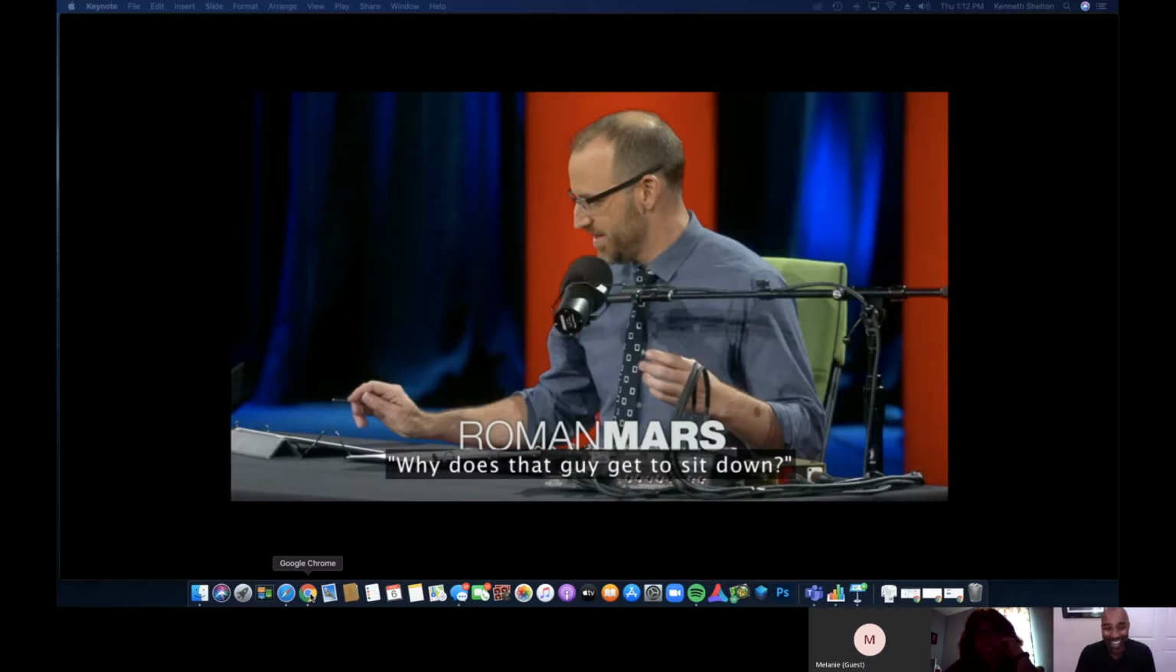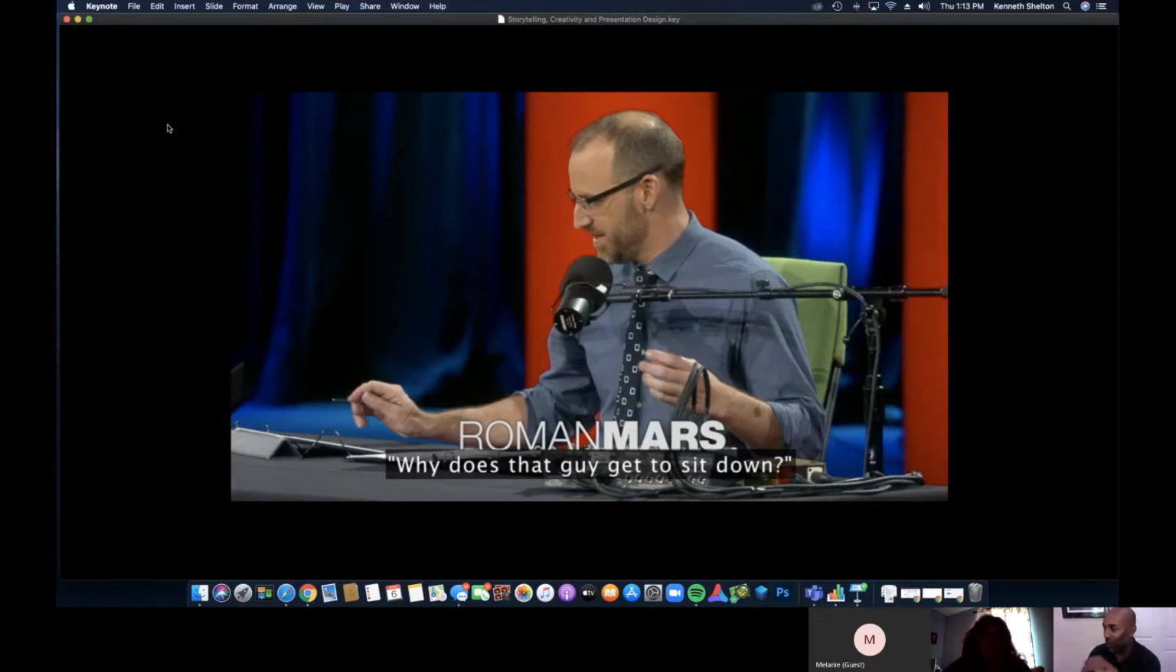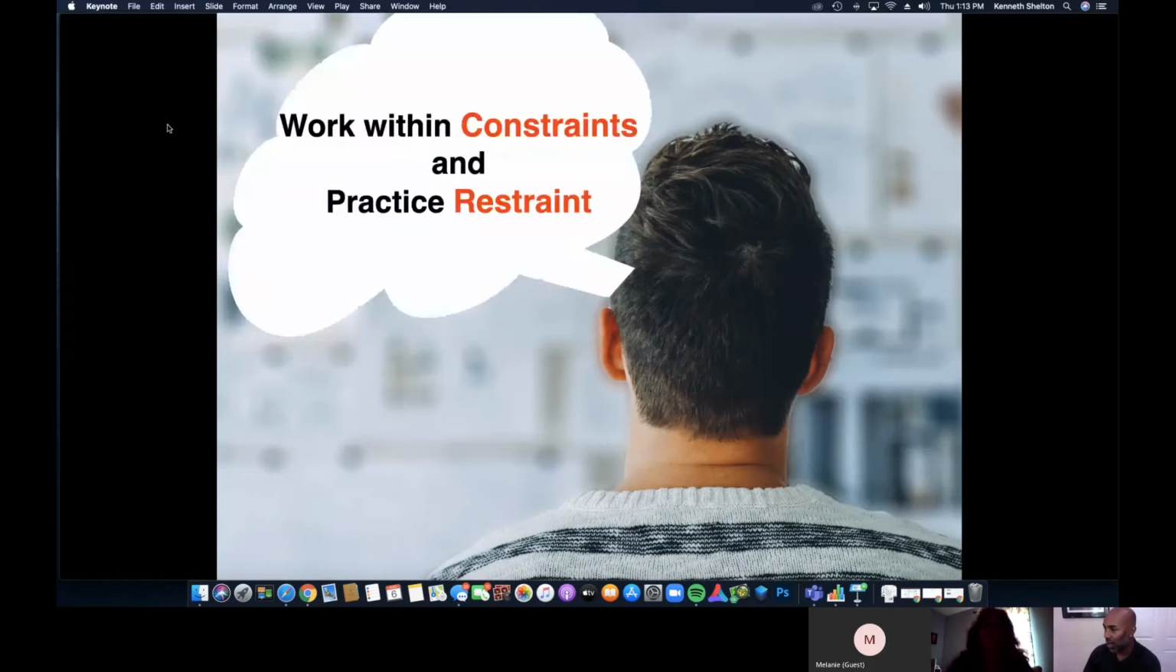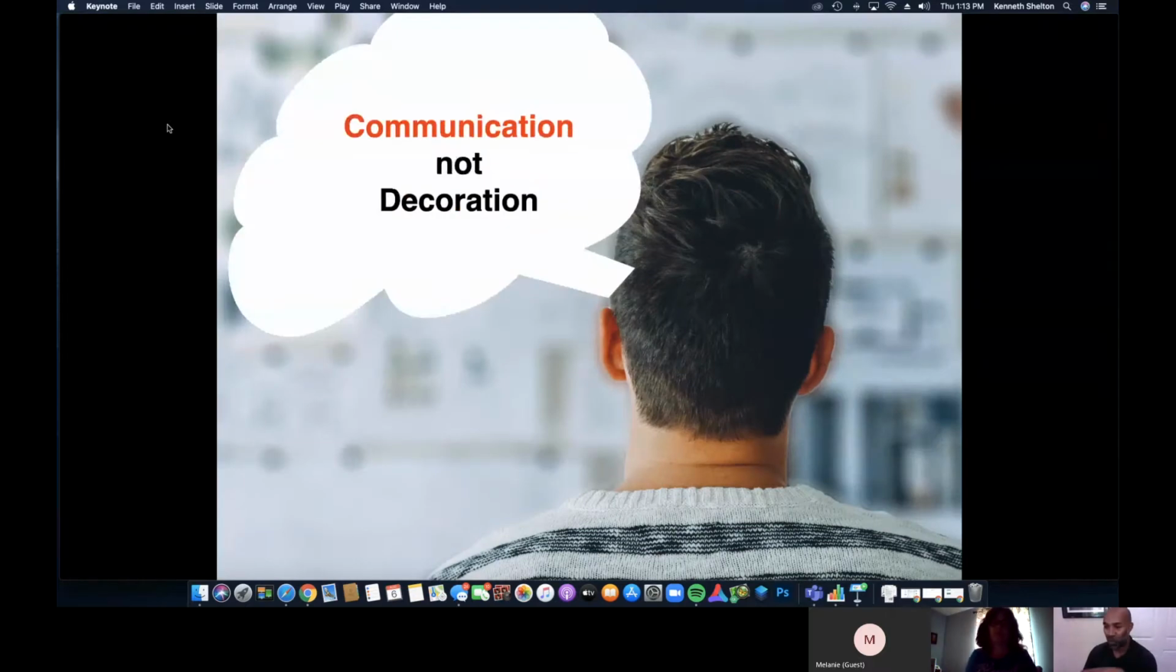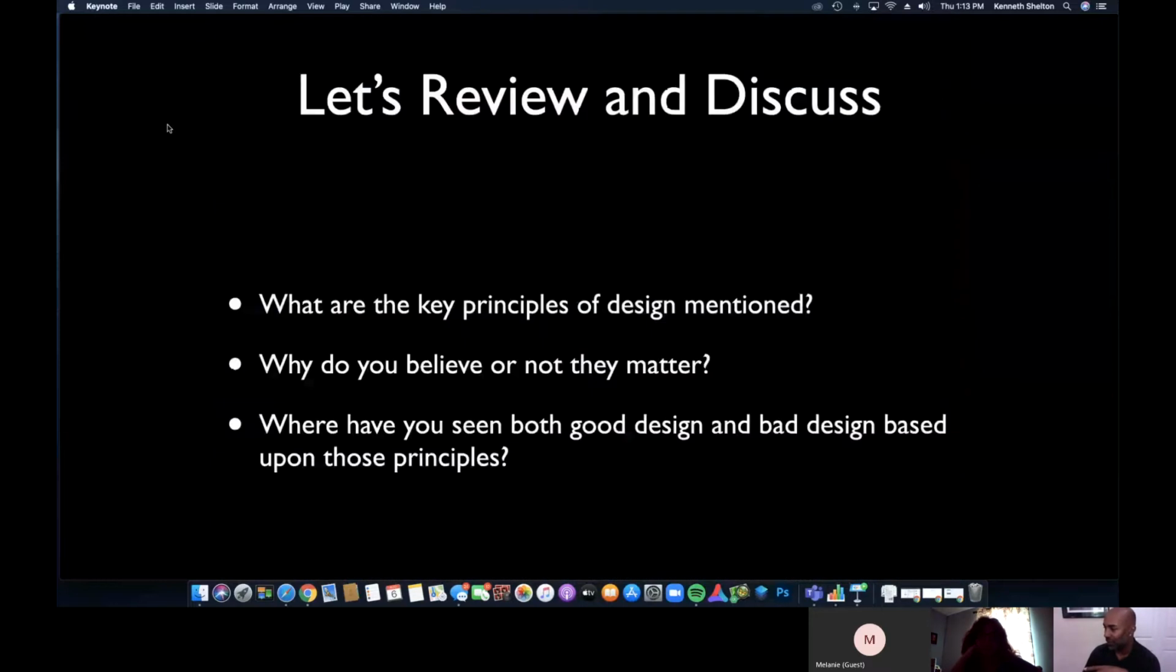Vexillology is what it is, but the name of the society is the Vexillological Society. Anyway, the principles of design that were covered were aligned with these, which are again constraints and restraint, communication, not decoration, and being a simplistic storyteller.